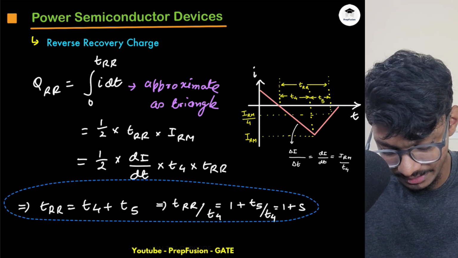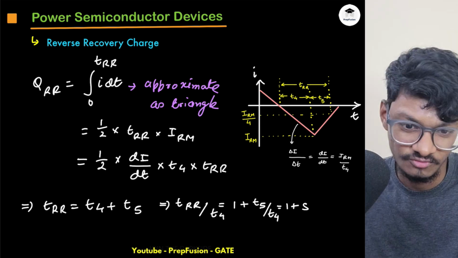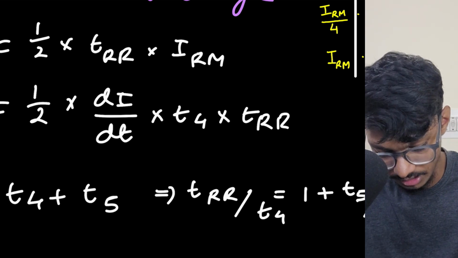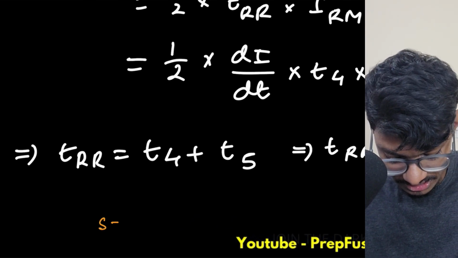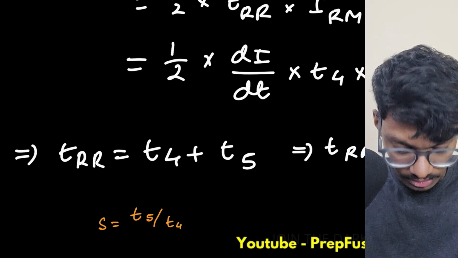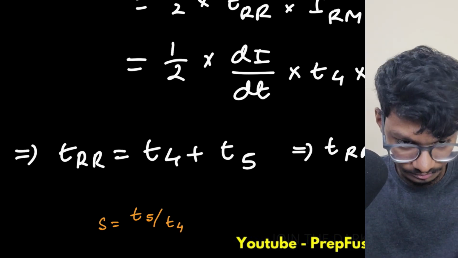These are just names and notations, so you should know this. From the GATE point of view, it's not that important, but for ESE and other examinations, this can be important. So S is given simply as T5 by T4.